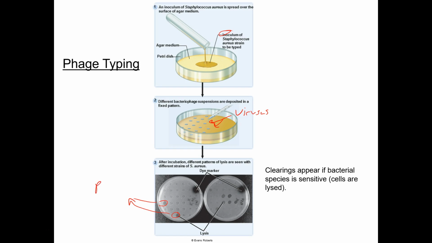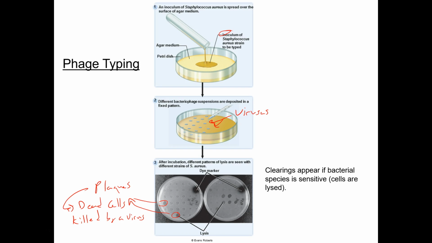Okay, those clearings are what we call plaques, which is dead cells killed by the virus. So each plaque tells you which virus the bacteria was sensitive to. Okay, because there's no plaques, the virus didn't do anything to it.